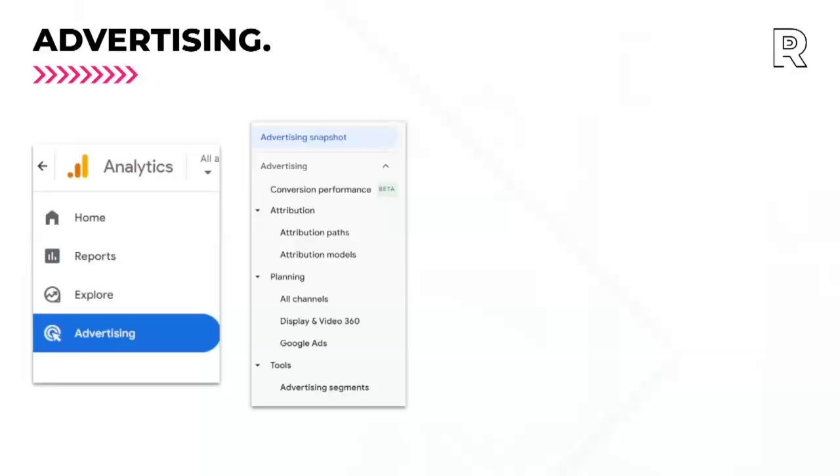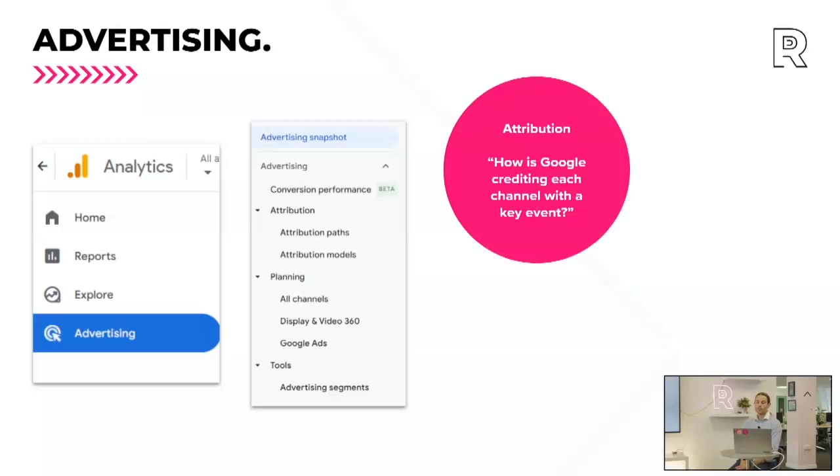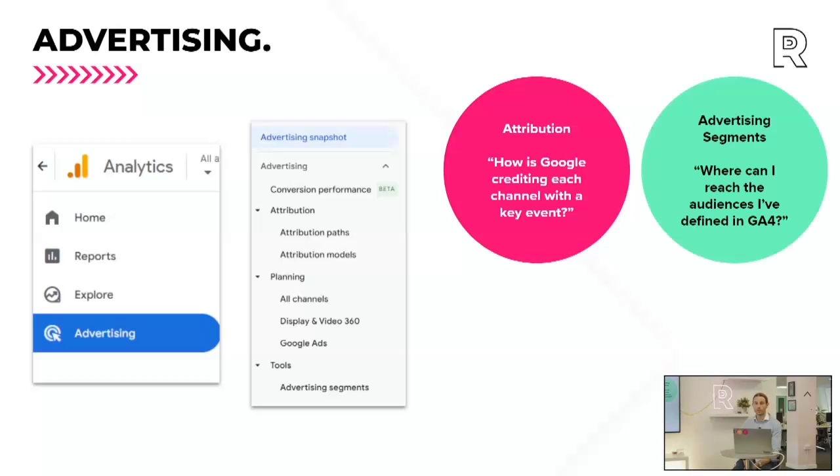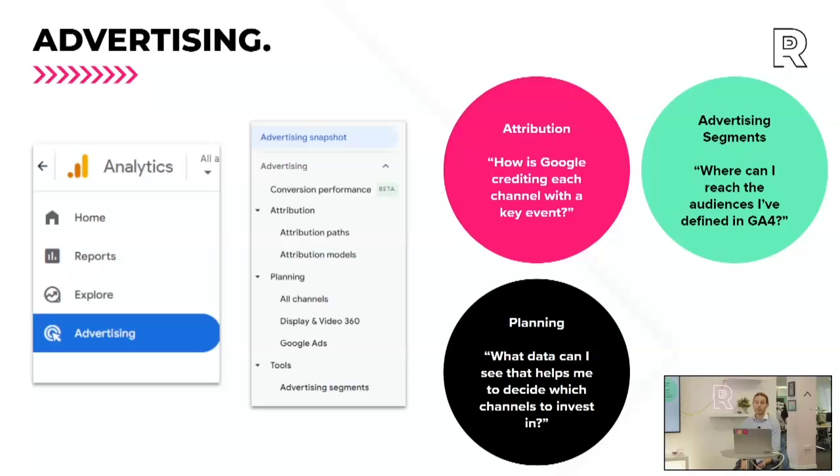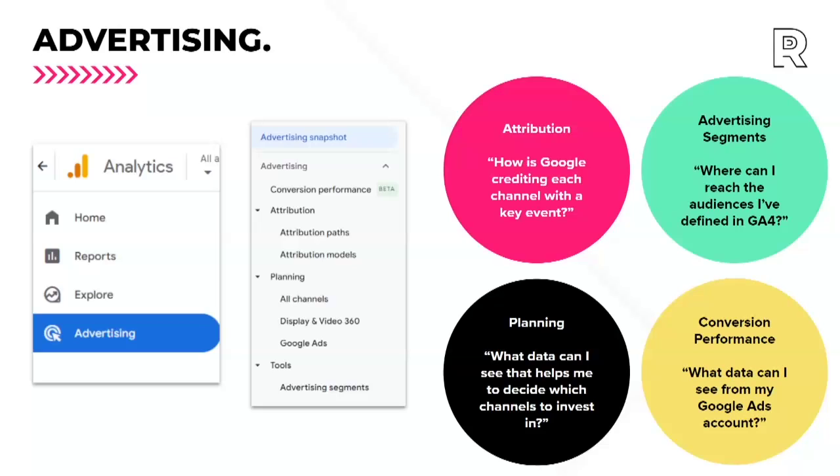So moving quickly on to the advertising section, this is if you have your Google Ads account linked to your GA4 account. If you have both, I highly recommend you do. We can start to look at things like how Google is crediting each channel with your purchases or key events. Advertising segments, so where can you reach the audiences that you've defined in GA4? It can help you with some planning, data that best helps you decide where to focus your ads, and conversion performance. So the data that comes out of Google Ads, you can see that in GA4 as well.